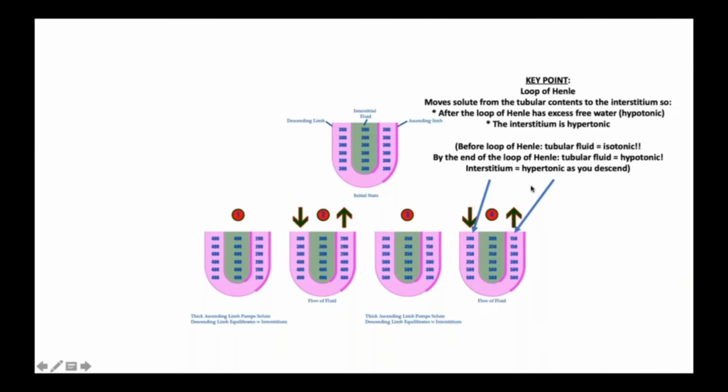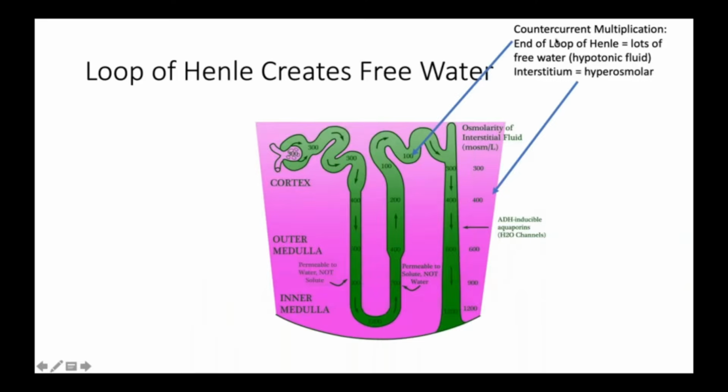But again, the whole thrust of this is that we are trying to explain why by the end of the loop of Henle, there's lots of free water, and why the interstitium is hypertonic in increasing amounts as we descend. That's it. That's all we're trying to explain.